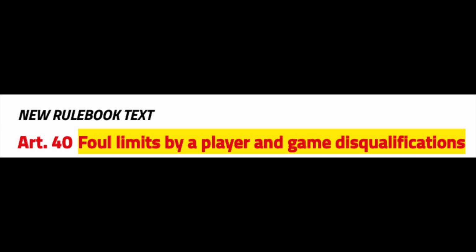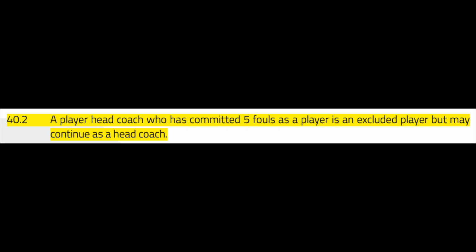So we have a change in the rulebook text for Art. 40, foul limits by a player and game disqualifications. The different additions we have is one, when we have a player head coach who committed 5 fouls as a player, they are now an excluded player, but they may continue as a head coach.